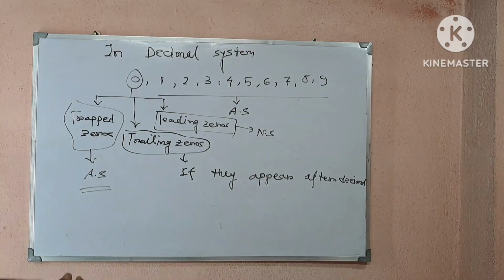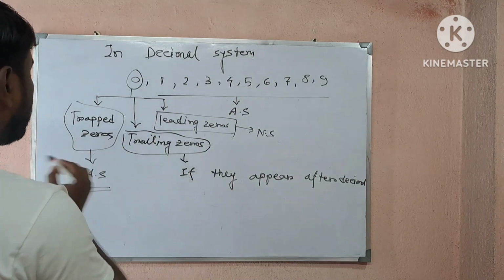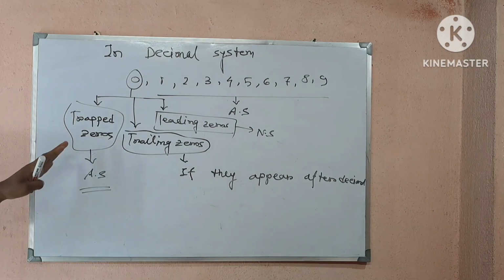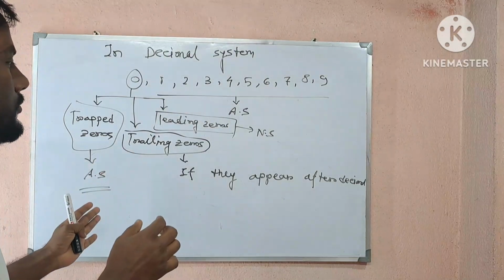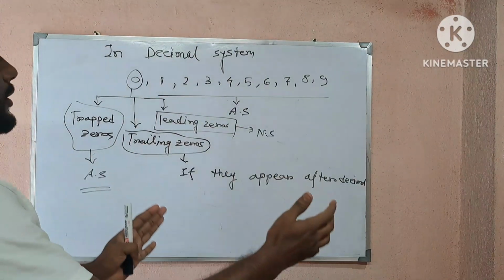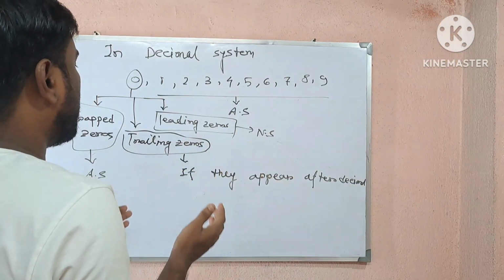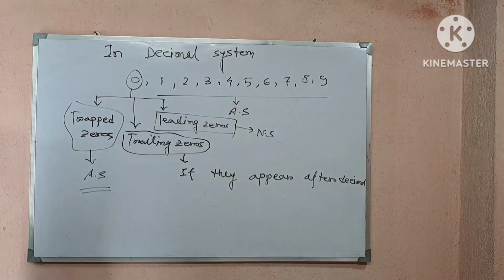Now we have to know which zeros are known as trapped zeros. Zeros between any two significant figures are called trapped zeros, and trailing zeros are the zeros that appear at the end of any reading. Leading zeros are those zeros that appear at the beginning of any reading.